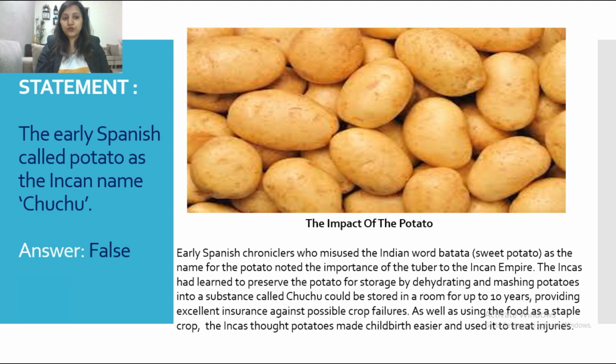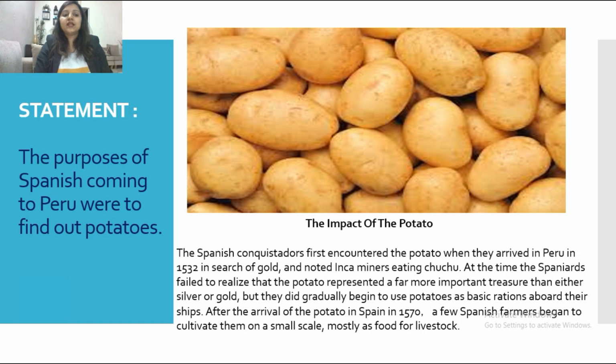Let's proceed with one more example. The purposes of Spanish coming to Peru was to find out potatoes. So in this question statement, you will be focusing more on getting the reference of the purpose of Spanish people coming to Peru. Pause the video and go through the information, then come back to the question.